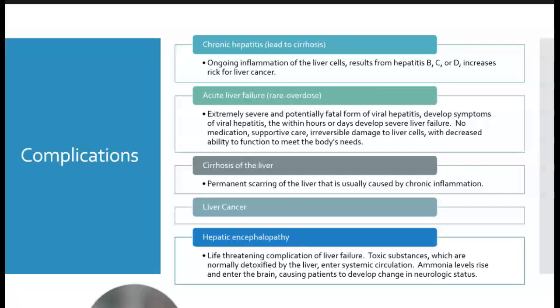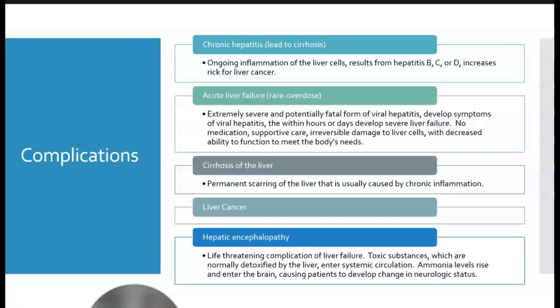which then causes lots of other problems, because if you look at what your liver does, it has multiple functions. So if those functions can't be carried out, you can see that there's going to be a lot of complications to individuals. So the chronic hepatitis usually is from hepatitis B, C, or D, and having that chronic hepatitis does increase their risk for some liver cancer.